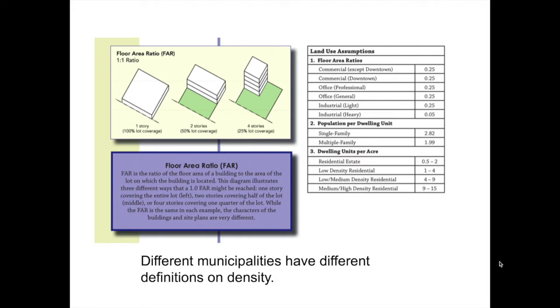So for residential estate land use, 2 houses per football field. It's a big lot, right? A lot of lawn mowing. What they consider to be low density is 1 house per football field up to 4 houses per football field. What they consider to be low to medium is 4 to 9, and medium to high in this town outside of Kansas City is no more than 15 dwelling units on a football field. That's relatively low density when we look at the rest of the world. But that is on par with what we consider to be normal residential development in the United States.